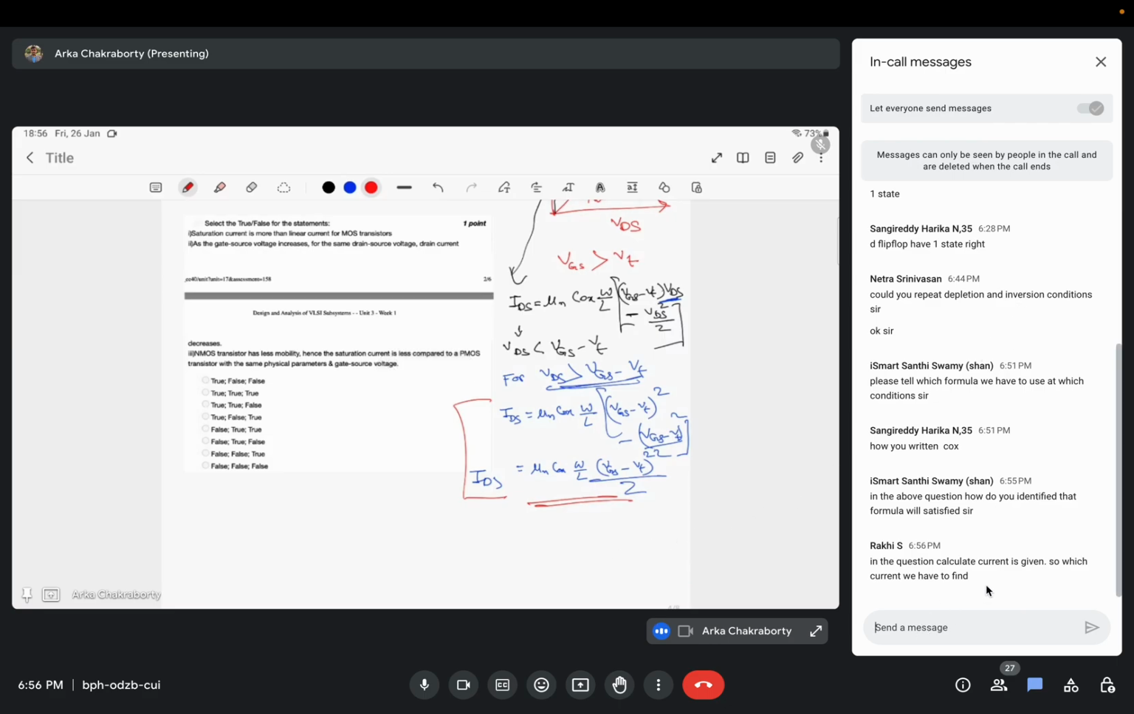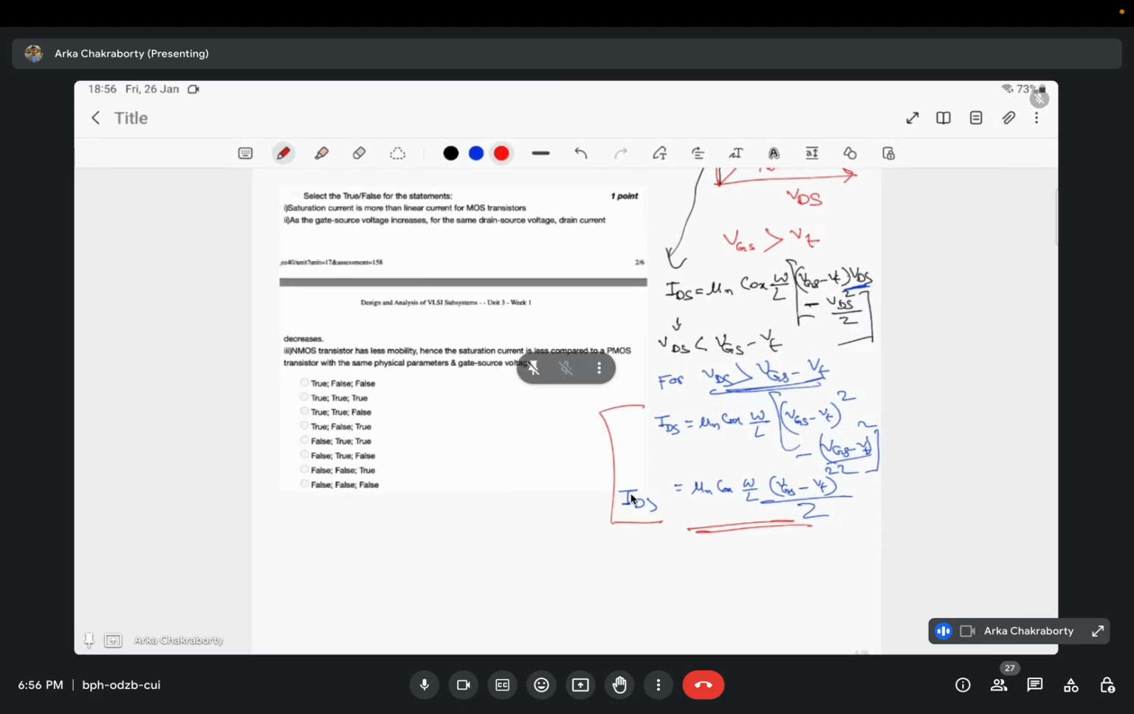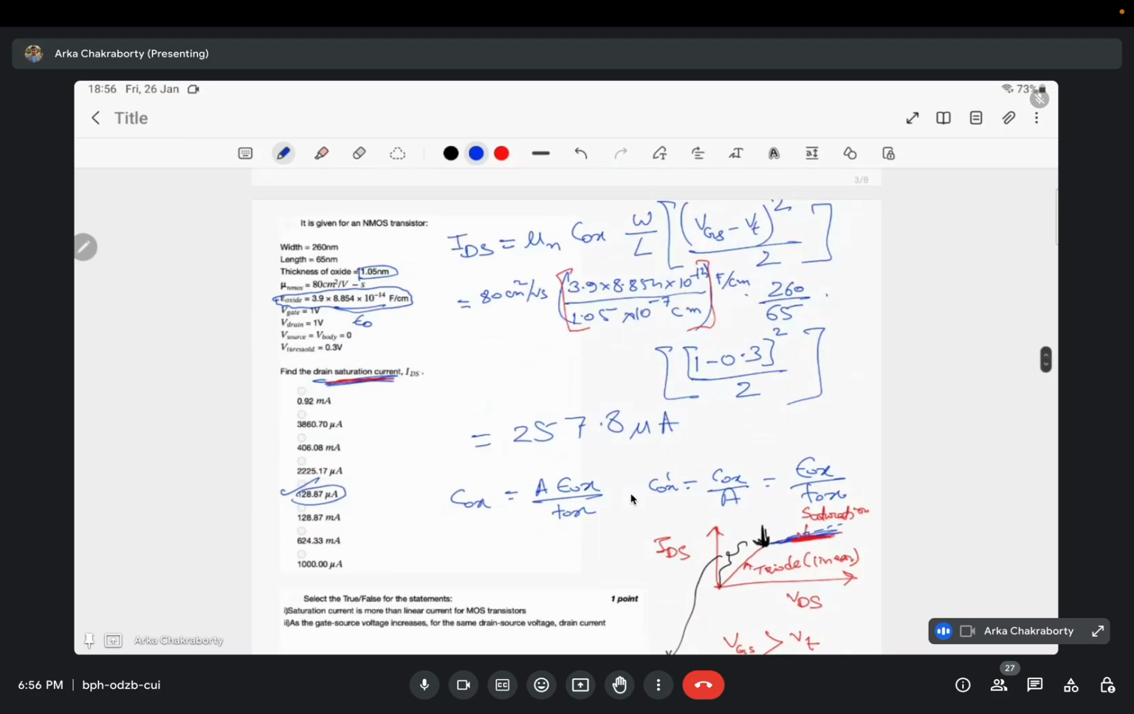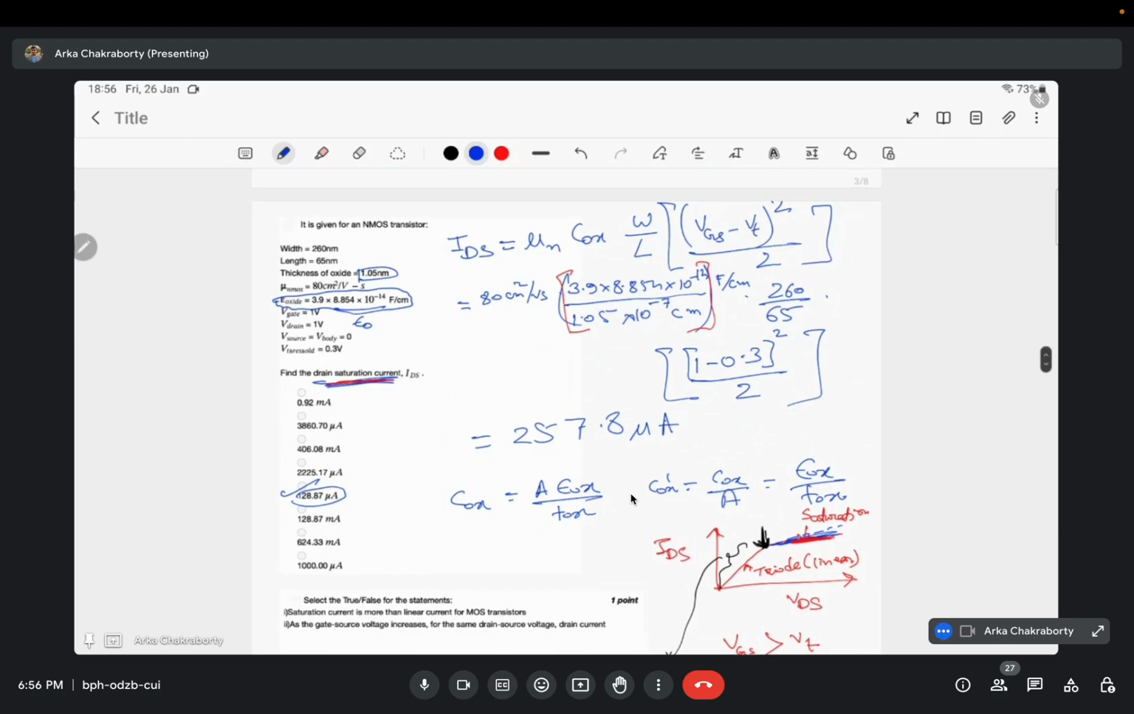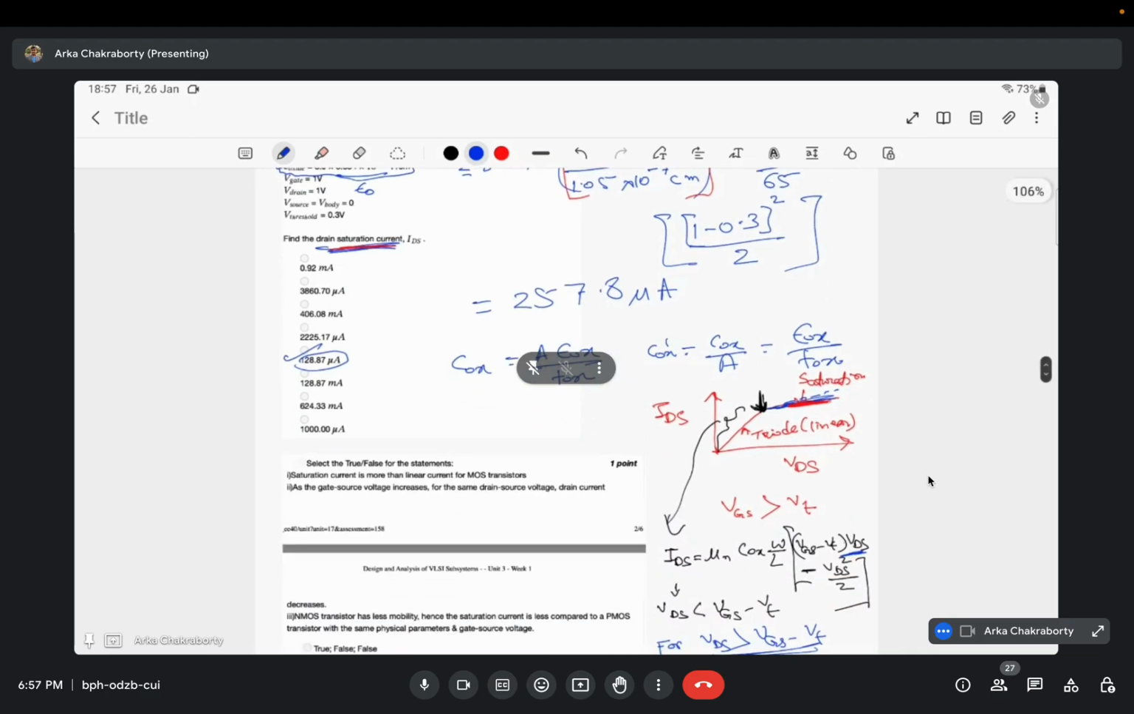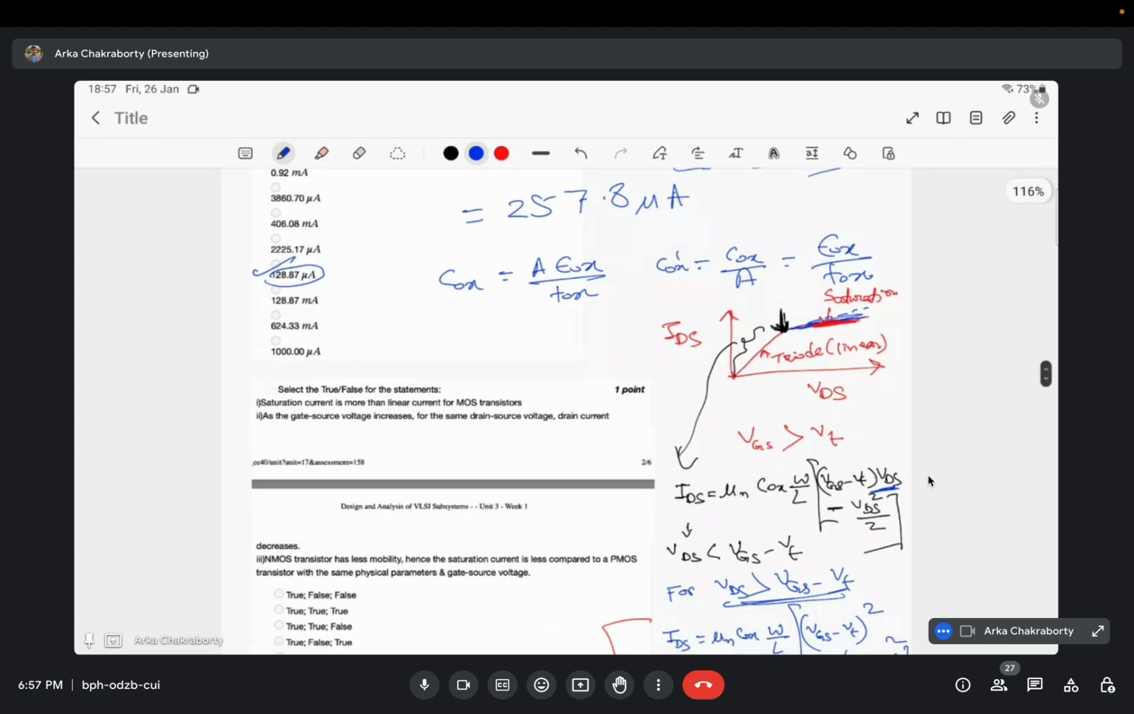In the question, calculate current is given, so which current do we have to find? We have to find the saturation current, this current IDS. Check it, you will get something like this, and take the value of Cox as epsilon ox by Tox, and you should get this value. Hope it's clear to you.